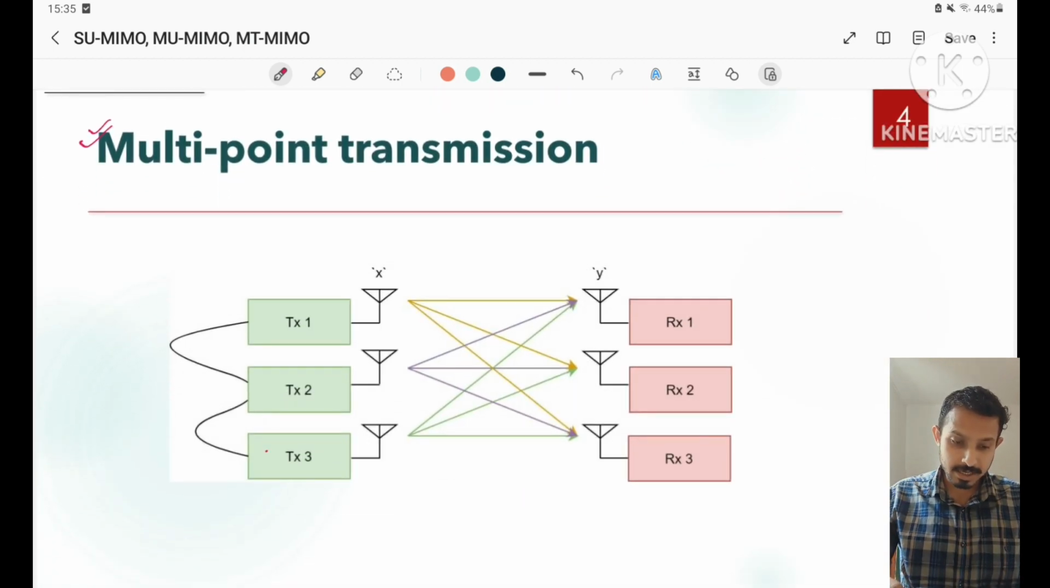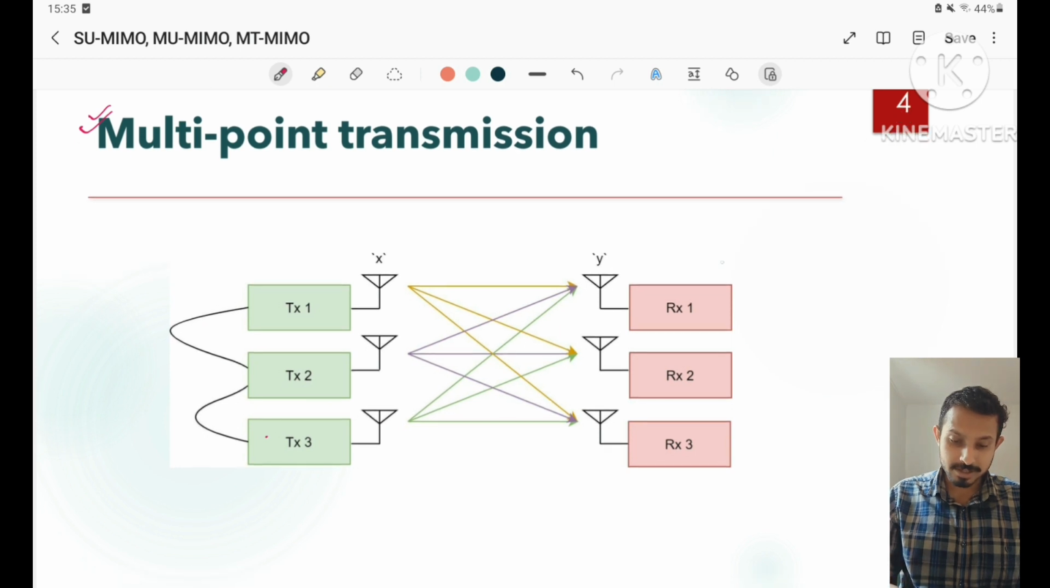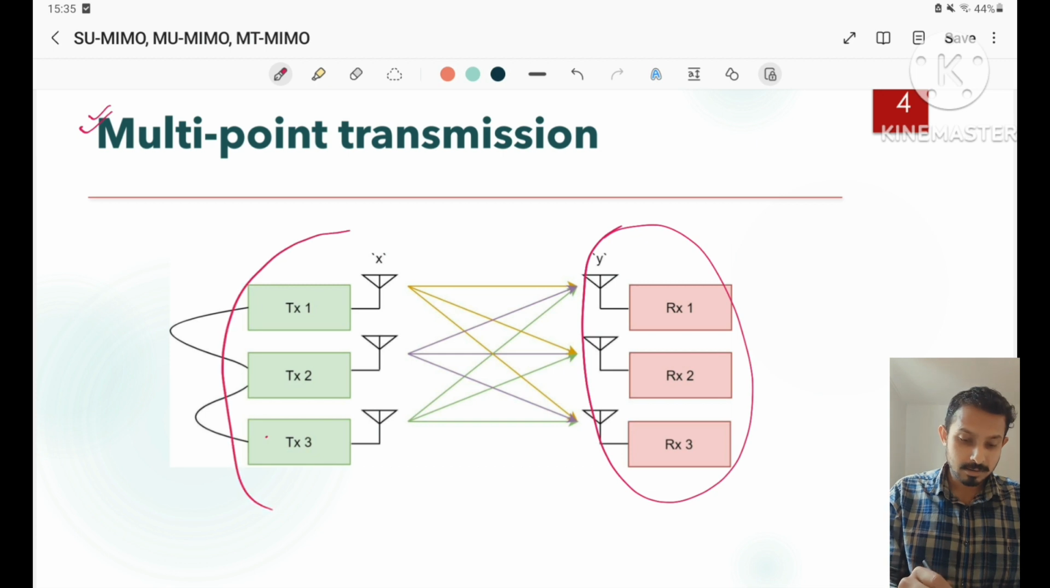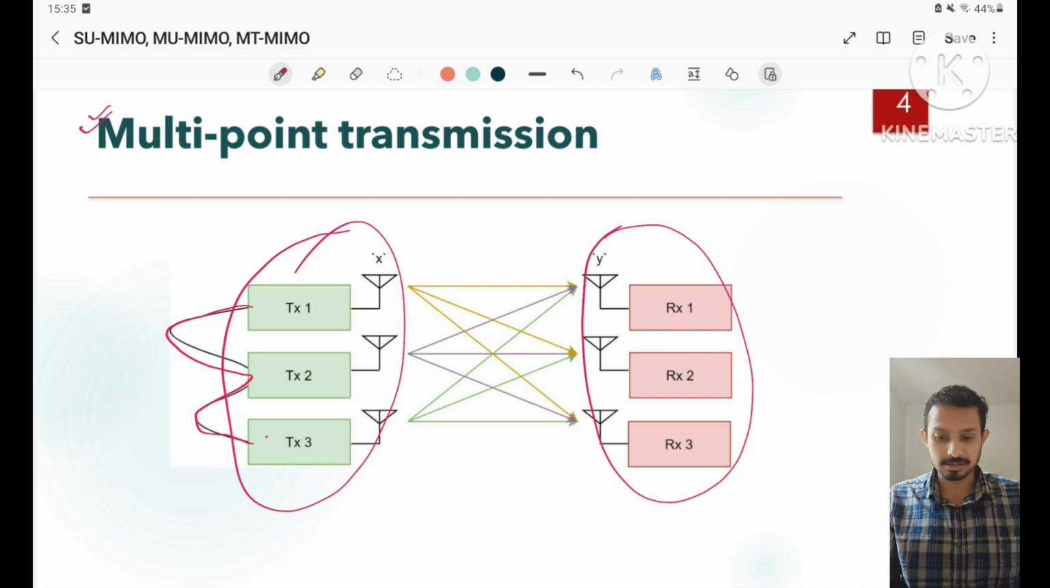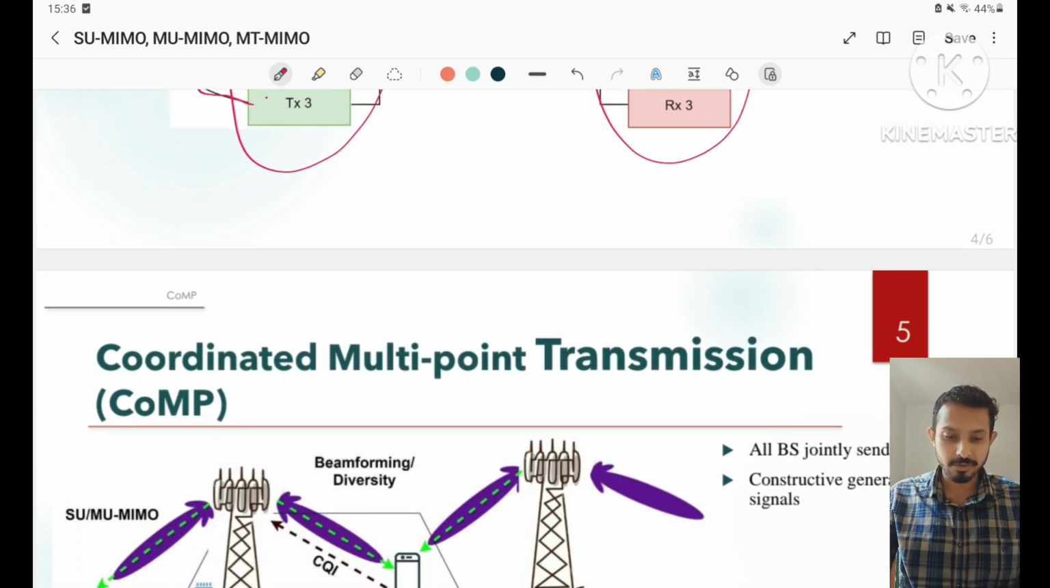Next, in multi-point transmission, the receivers are distributed. Moreover, the transmitter antennas are also distributed, but they are somehow connected to each other. These kinds of scenarios are known as multi-point transmission.